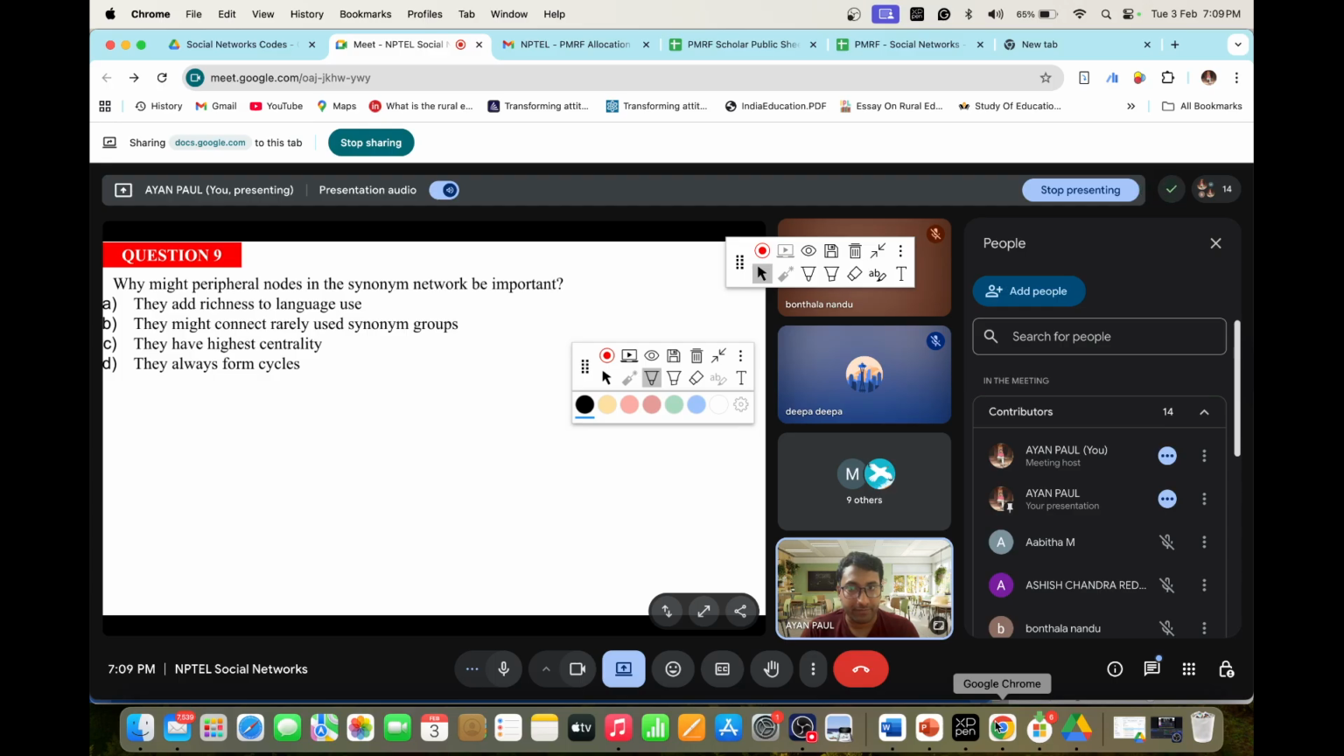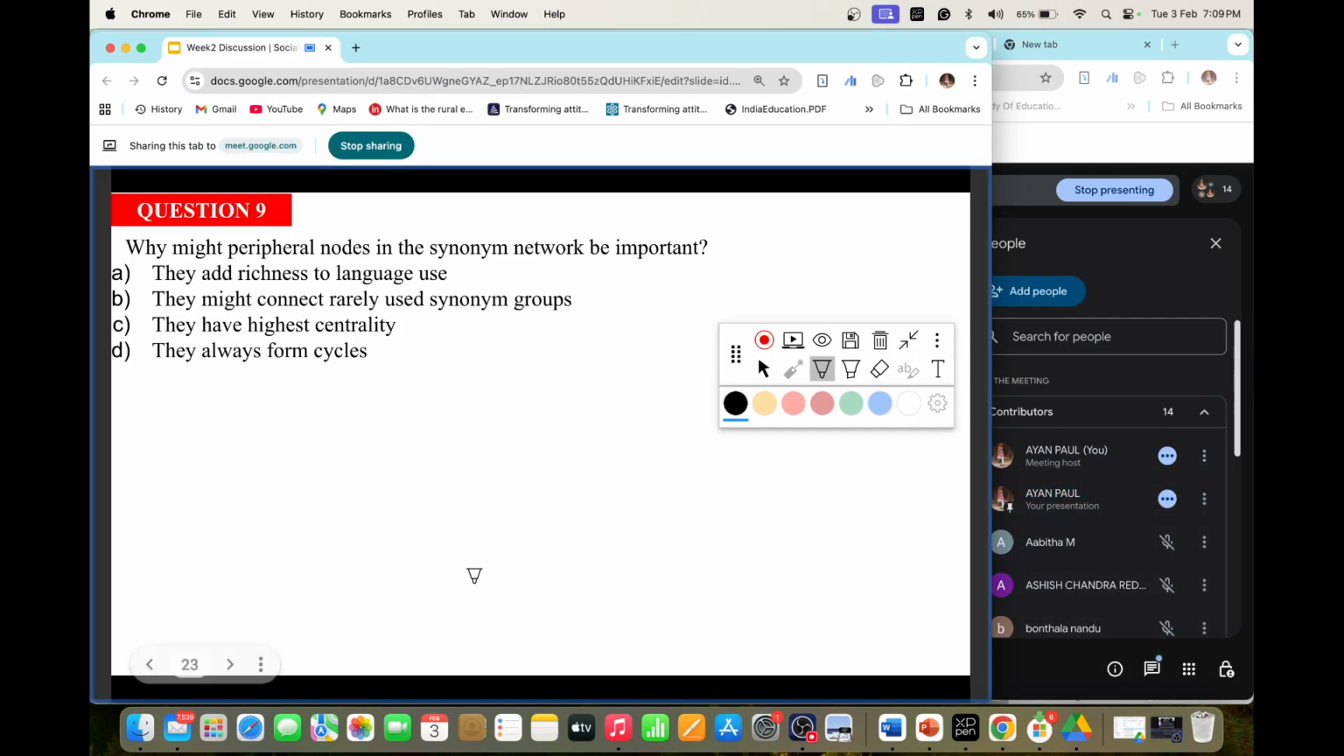Okay. So they add richness to the language use, that is true. They might connect rarely used synonym groups, that is also true. They have higher centrality, that is false, because peripheral nodes are always at the periphery, not the center. So they have higher centrality, that is not true. They always form cycles, we cannot say anything about cycles.